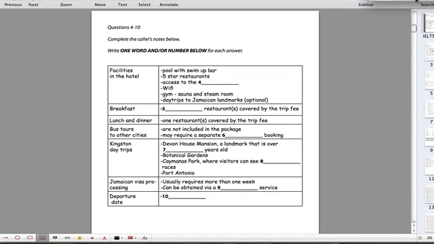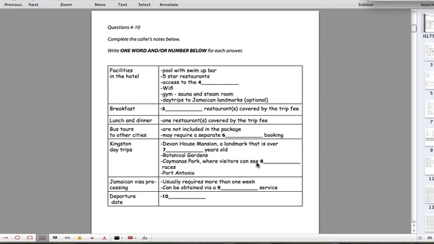Questions 4 to 10. Okay, so we're previewing the questions. We're looking for facilities in the hotel. There's a 5-star restaurant. Access to the, we know this is going to be a noun. Breakfast, this could be a number. This could be the kind of restaurant. A separate booking, let's see, bus tours to other cities. Listen for what this is. It could be a kind of bus or it could be a hotel. Devon House Mansion, years old. This will likely be a number.